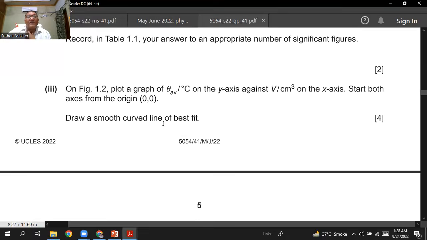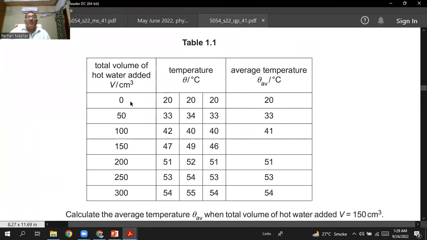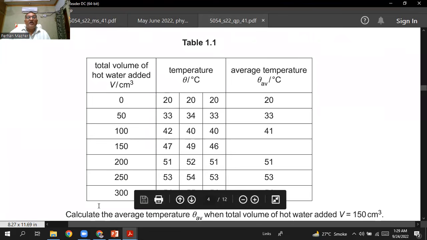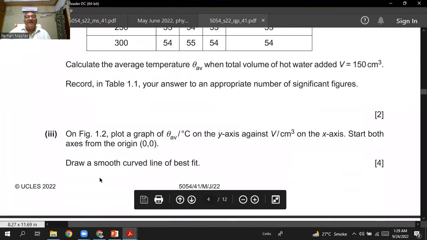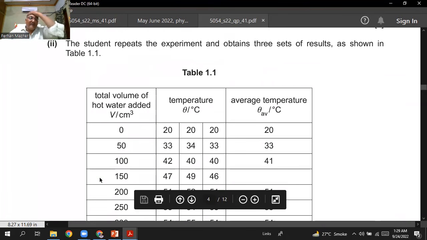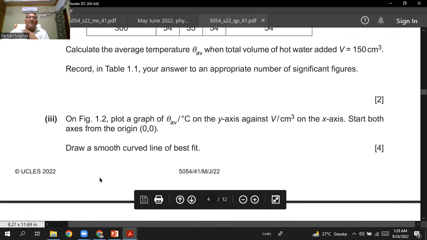Sorry. On the figure 1.2, plot a graph of theta, average temperature in degree centigrade, on the y-axis against the volume in centimeter cube on the x-axis. Start both the axes from the origin. Draw a smooth curve of best fit. Okay. So your volume changes from 0 to 300, and the volume will be on the x-axis, and the temperature will be on the y-axis. The maximum value of the temperature here is 54.